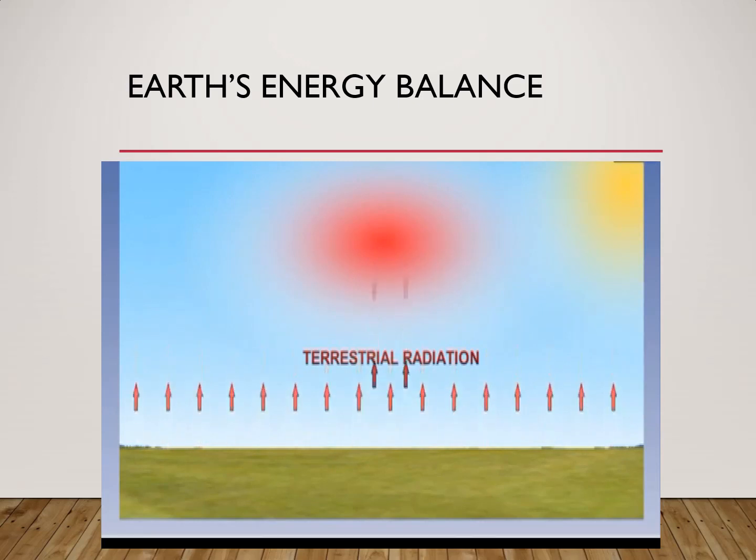Terrestrial radiation also balances the amount of heat that comes to the Earth and leaves back. So the next day again insolation happens and terrestrial radiation also occurs.